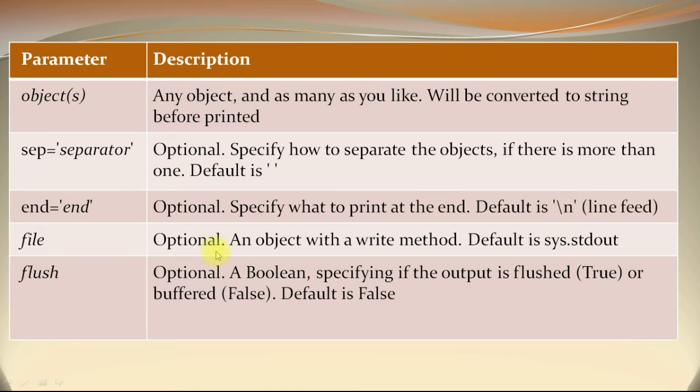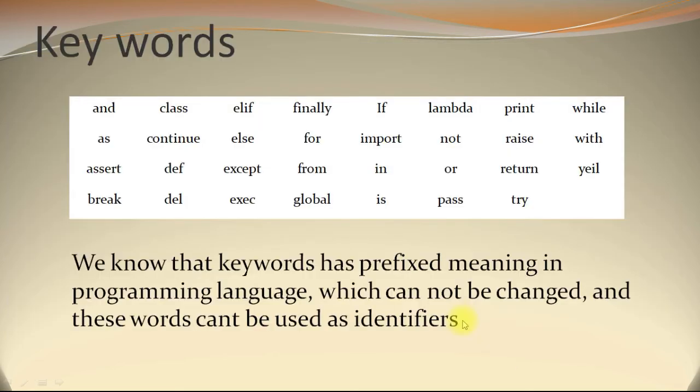File is also an optional argument: an object with the write method, by default sys.stdout is the file. Flush is an optional boolean argument, specifying whether the output is flushed, true or false. The default is false.